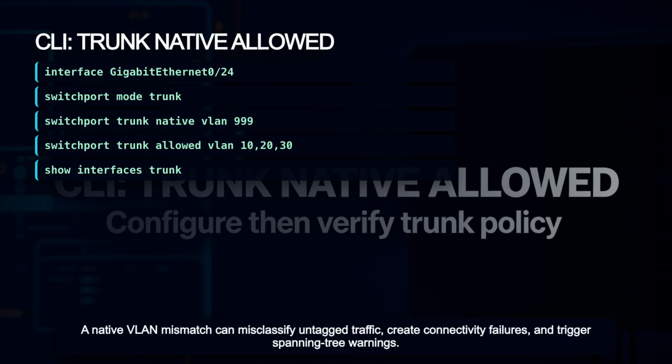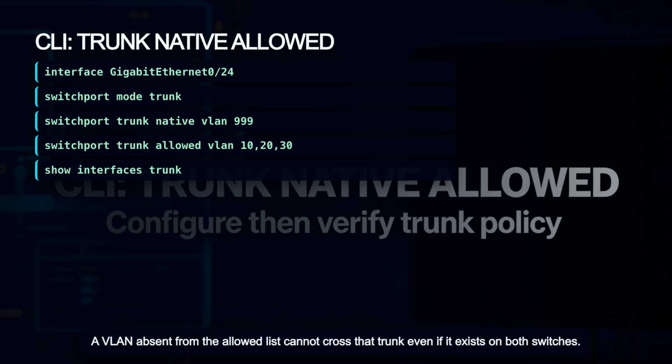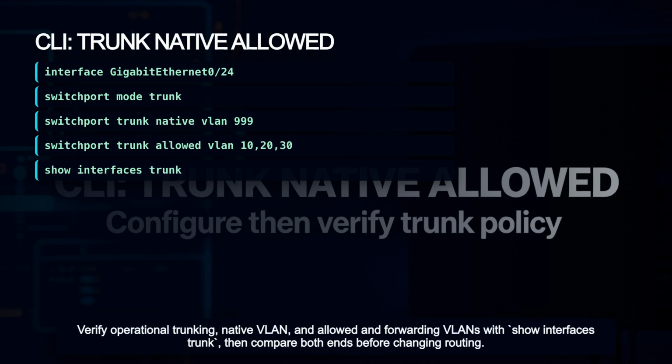A native VLAN mismatch can misclassify untagged traffic, create connectivity failures, and trigger spanning tree warnings. A VLAN absent from the allowed list cannot cross that trunk, even if it exists on both switches. Verify operational trunking, native VLAN, and allowed and forwarding VLANs with show interfaces trunk. Then compare both ends before changing routing.